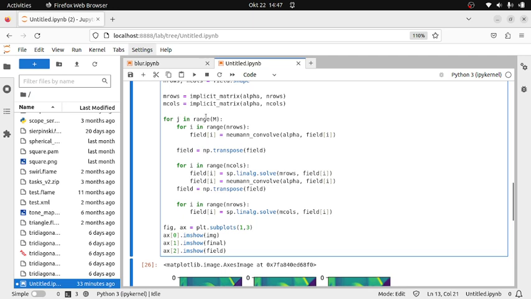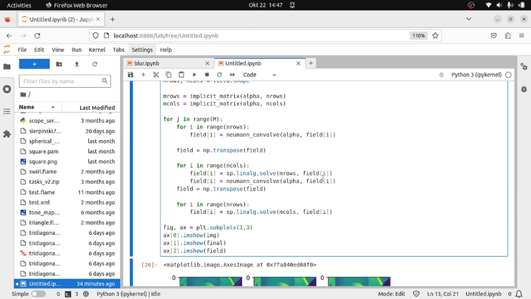And then we run this loop m times. For every row, we replace that row with the Neumann convolution of itself with alpha. Then we transpose the matrix, and then we solve a linear system. Then we do the convolution again, we transpose the matrix, and then we solve the linear system. And we do this m times.